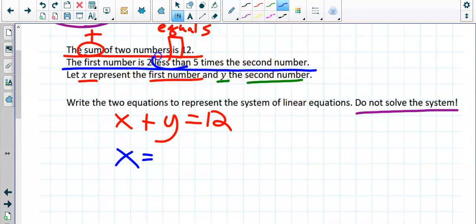So you have some operations here. That less than does not mean like the less than symbol. It's an operation. What operation is less than? Subtraction. And then you got another operation word right there, which is times. Times is multiplication. So I need something over here with subtraction and multiplication. There has to be the variable y. And then you got a number 5 and you got a number 2. So what does that look like over here? 2 less than 5 times the second number.